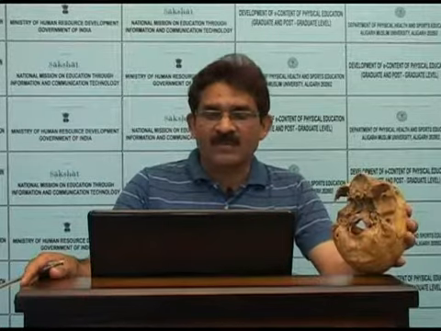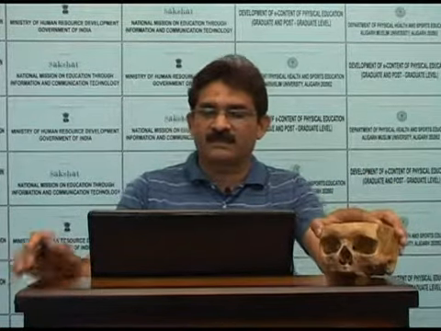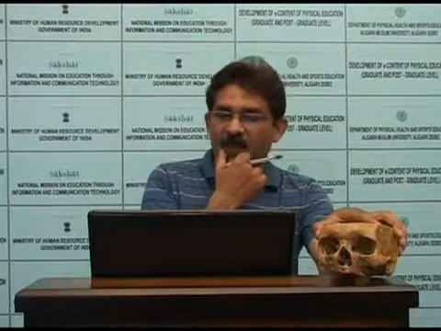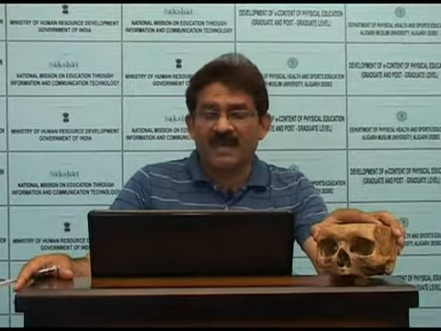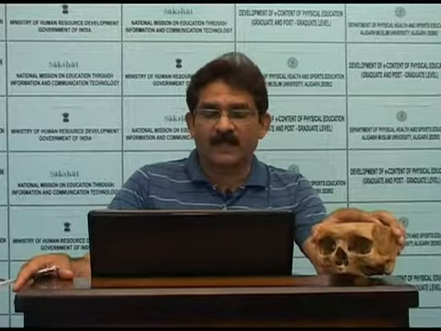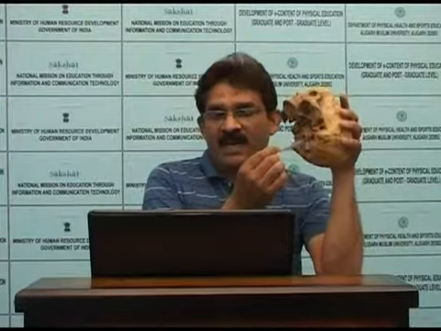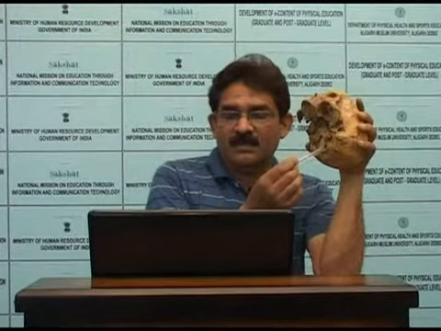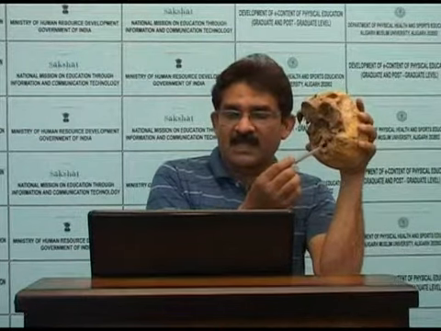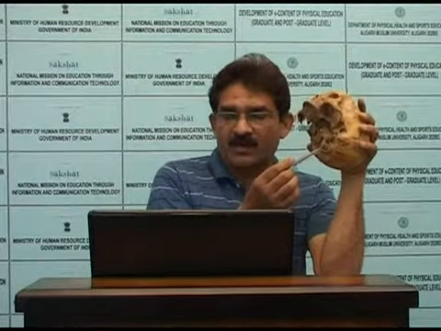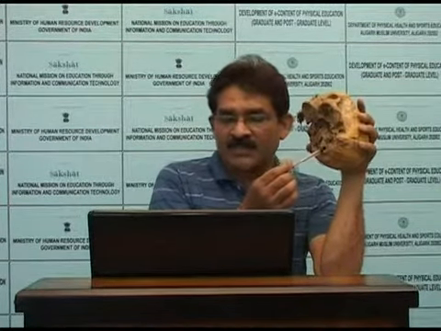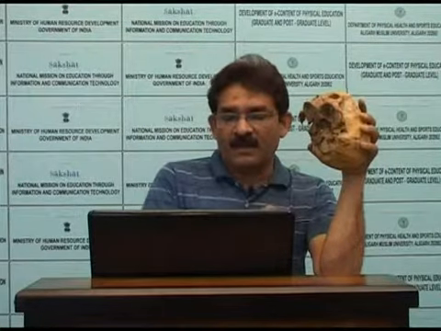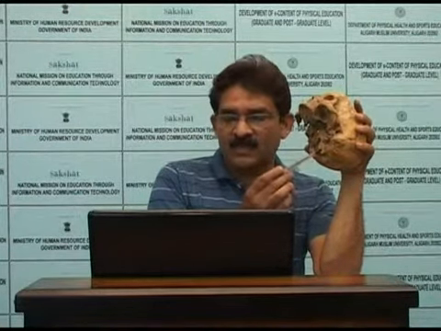Occipital bone forms the posterior and inferior aspect of the skull. Foramen magnum is a large foramen for passage of the spinal cord. Foramen magnum divides the occipital bone into three parts.